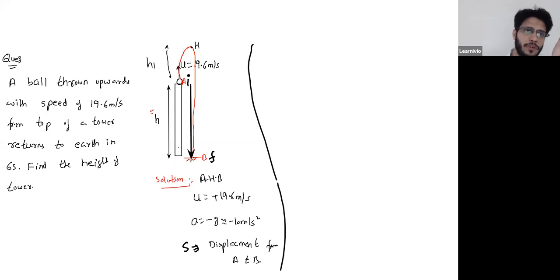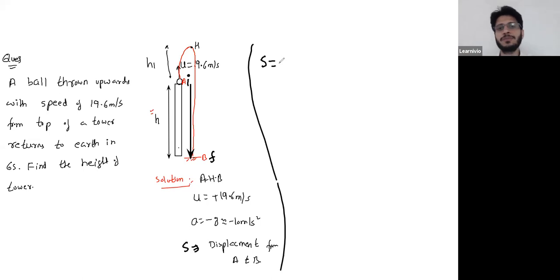So Sani, if I'm moving from initial to final, what's the shortest path? How much is the shortest path? H1 or is it H? I'm moving just from initial to final. This is initial and this is final. This is H only. So displacement is H in this case. When we calculate displacement, we don't care about the entire journey. We only care about the initial position and the final position. Your displacement is the shortest path between that initial and final position.